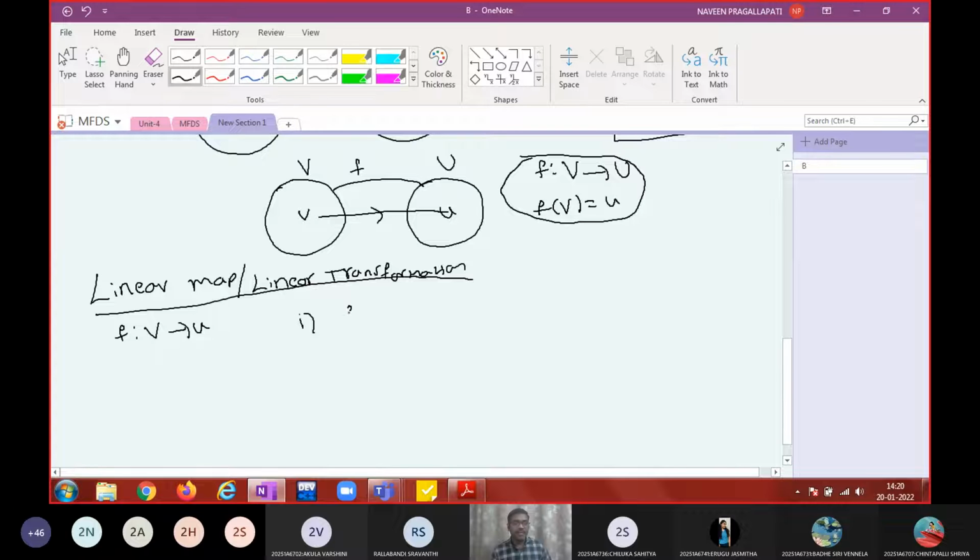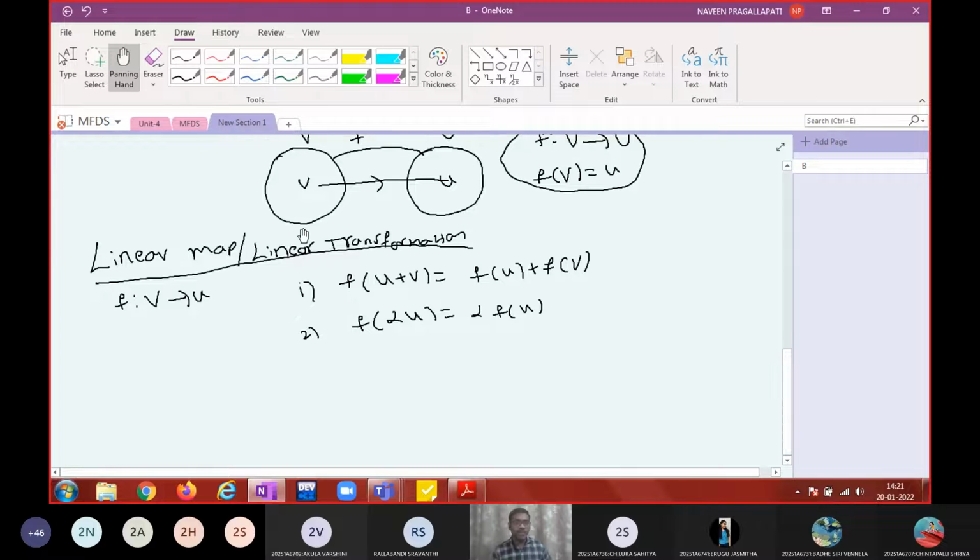Okay, first one is f of u plus v equal to f of u plus f of v. Second one is f of alpha times u equal to alpha times f of u. That means it is preserving the property of operations in both the vector spaces. If I combine these two, I can say that f of c1 u1 plus c2 u2 is equal to c1 f of u1 plus c2 f of u2.